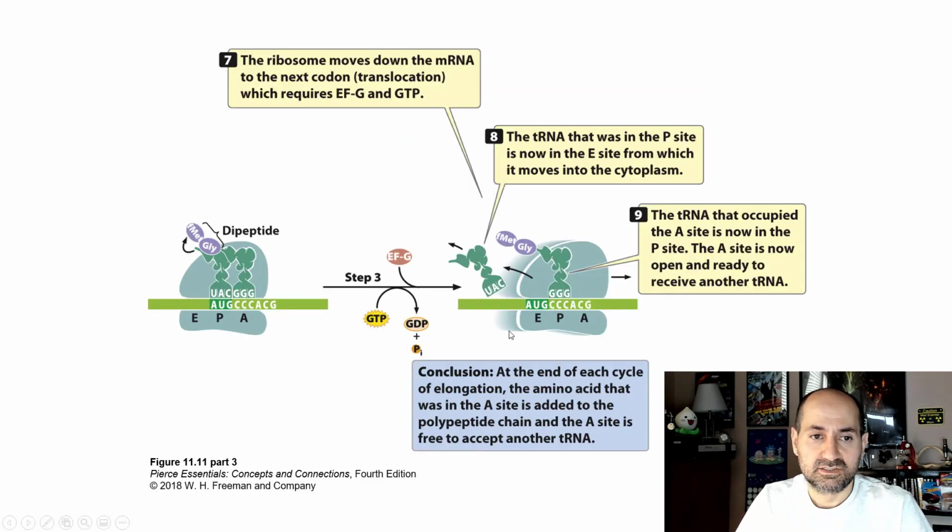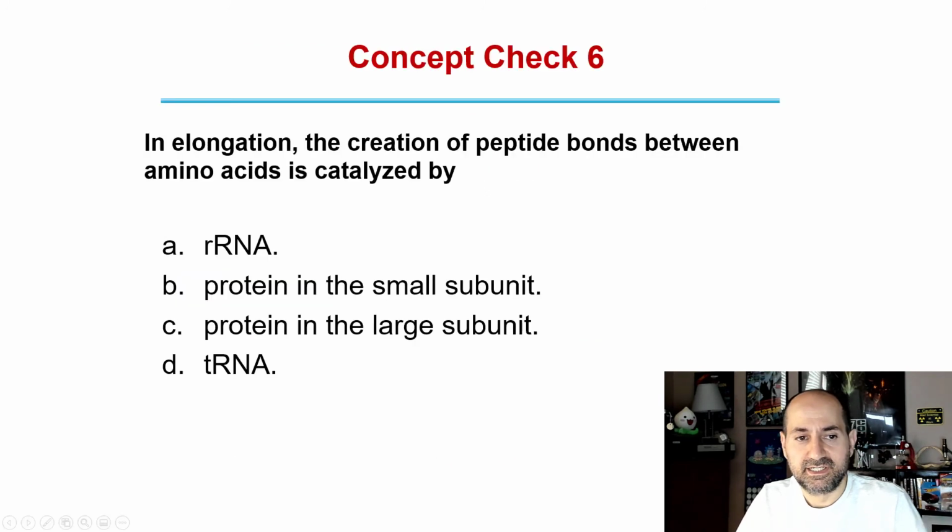This is called elongation, and it happens over and over again. Each time it happens, you increase the peptide chain by one amino acid until you encounter a stop codon in the reading frame. So let's see here. You continue on. The uncharged tRNA is ejected, freeing up a spot for the next charged tRNA to be accepted in the A site. So at the end of each cycle of elongation, the amino acid that was in the A site is added to the polypeptide chain, and the A site is free to accept another tRNA.